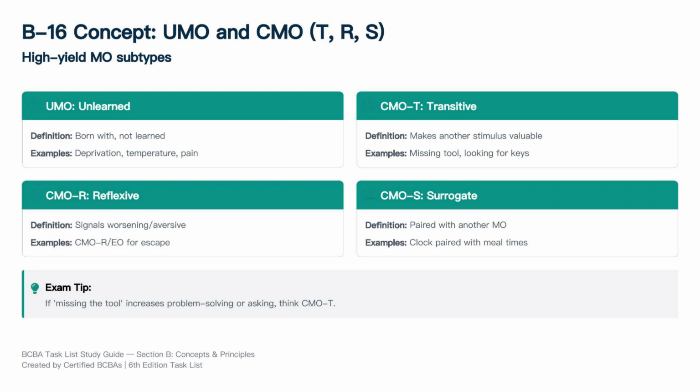To get extra points on harder vignettes, know the MO subtypes. UMOs are unlearned: deprivation, temperature, pain, while CMOs depend on learning history. CMOD makes another stimulus valuable, like a missing tool or keys. CMOR signals worsening or aversive conditions and often increases escape value, and CMOS is a surrogate paired with another MO. And if the STEM screams, missing the tool, CMOT should pop into your mind immediately.